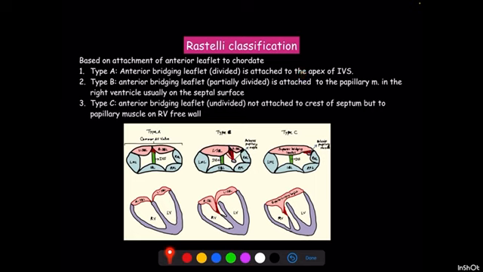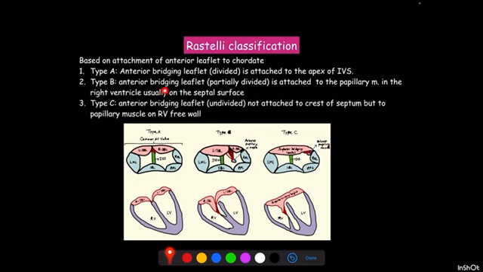You can see, this is the anterior bridging leaflet. The anterior bridging leaflet is attached to the apex of the ventricular septum. Some say apex, some books say to the sides of the ventricular septum.